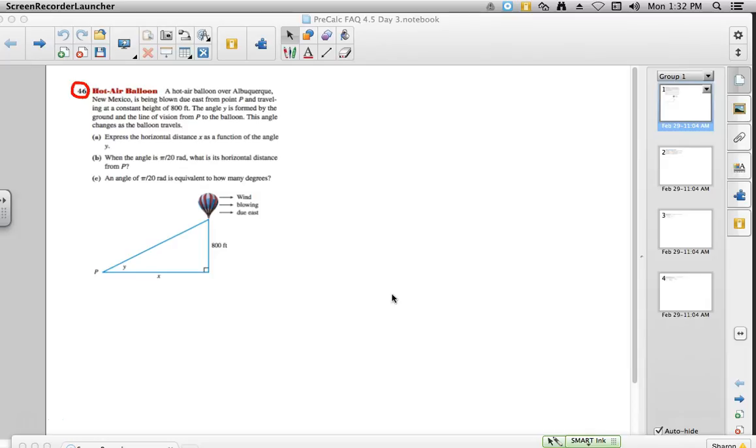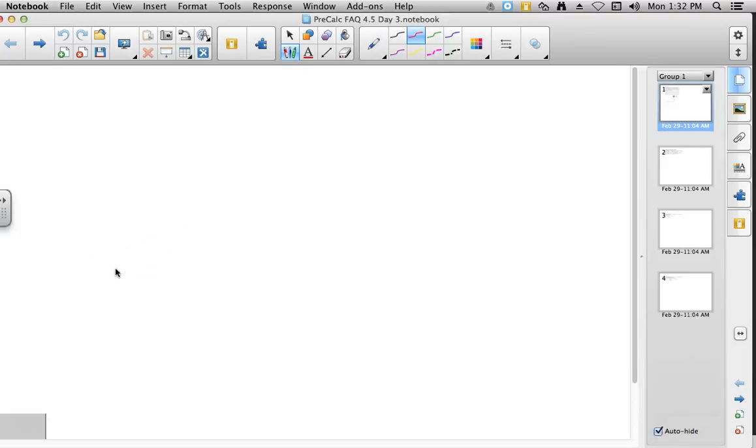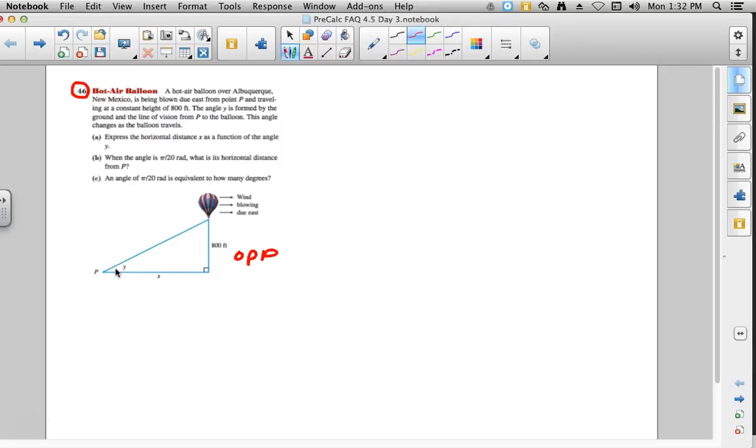The angle y is formed by the ground and the line of vision from P to the balloon. This angle changes as the balloon travels. Part A says express the horizontal distance x as a function of the angle y. Well, here's our angle y, and this 800 is definitely an opposite side, and the x is adjacent. So opposite and adjacent would give us tangent. The tangent of y equals 800 over x.